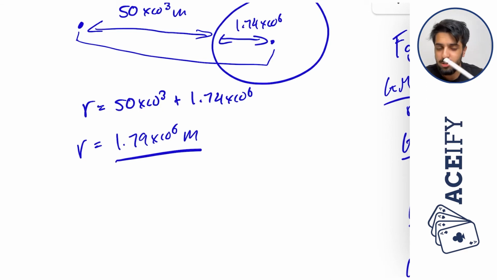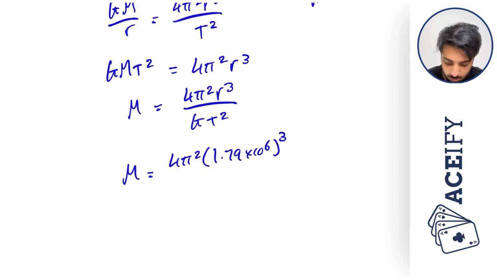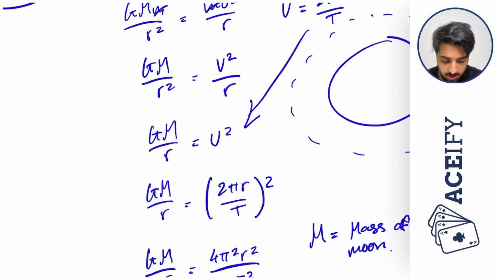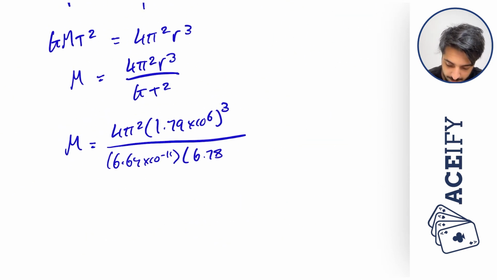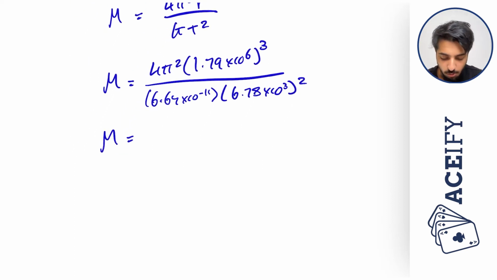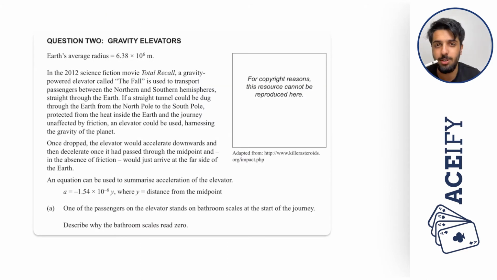Now that we have all our values, we can just plug them in, and we get the mass is equal to 4 pi squared r cubed, which is 1.79 times 10 to the 6, and that's all cubed, all over our g, which is again 6.67 times 10 to the negative 11, all over our period, which is 6.78 times 10 to the 3, and that's all squared. That gives us a mass of 7.38 times 10 to the 22 kgs. There we go. Okay, moving on to question 2.